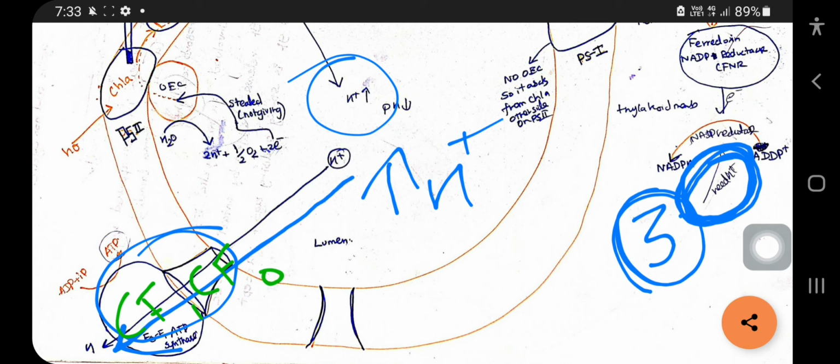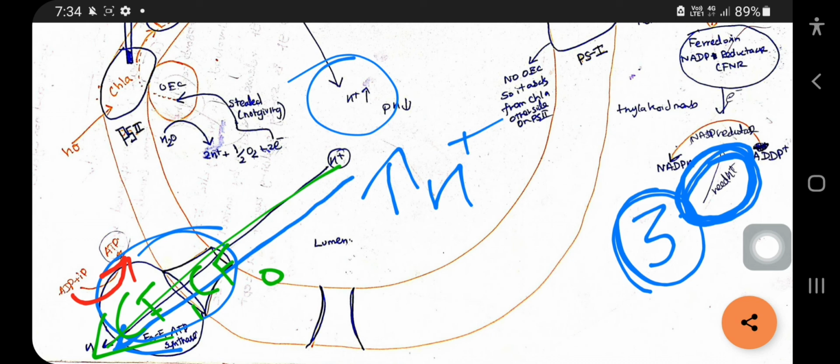CF1 contains ATP synthase. As mentioned in the NCERT, if you see the diagram, figure 13.7 on page 214, it will be visible to you. The process is that the breakdown of the gradient of H plus provides enough energy to cause conformational changes in the CF1 particle of ATP synthase, which makes the enzyme synthesize several molecules of energy-packed ATP. So this movement causes the production of ATP from ADP. This is how ATP is produced.